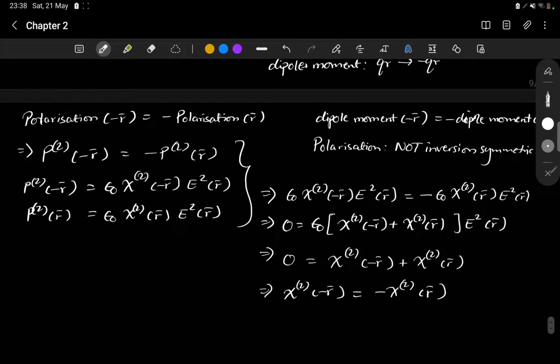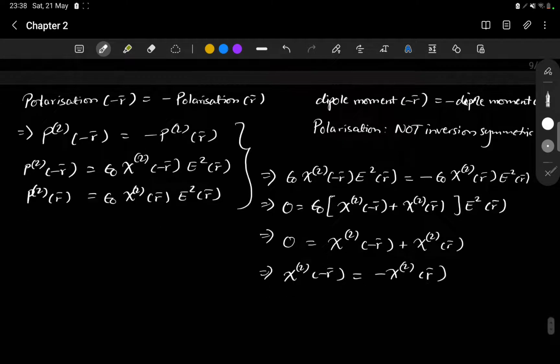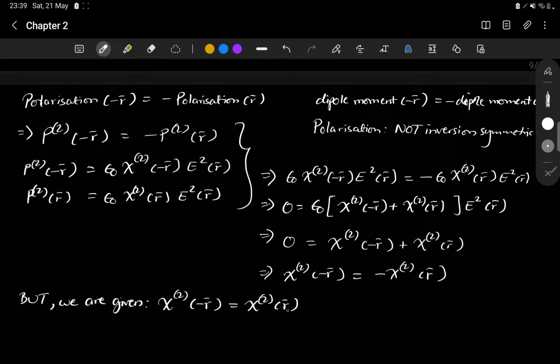But we are given in the question that the second order nonlinear susceptibility possesses inversion symmetry. So if it possesses inversion symmetry, we will have the following.